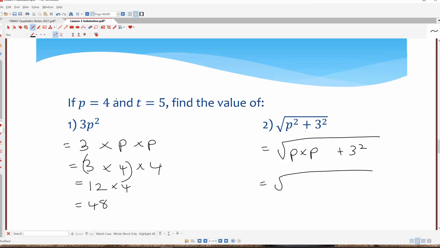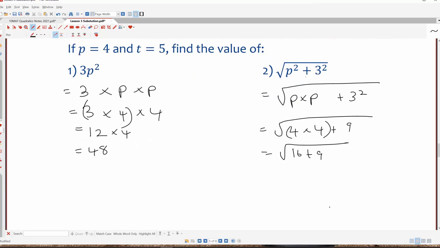Let's do the substitution and evaluate this index here. Now, that's all being square rooted, but we'll do the multiply first. So that's the square root of 4 times 4 is 16 plus 9. Now 16 and 9 is 25, and the square root of 25 is 5.